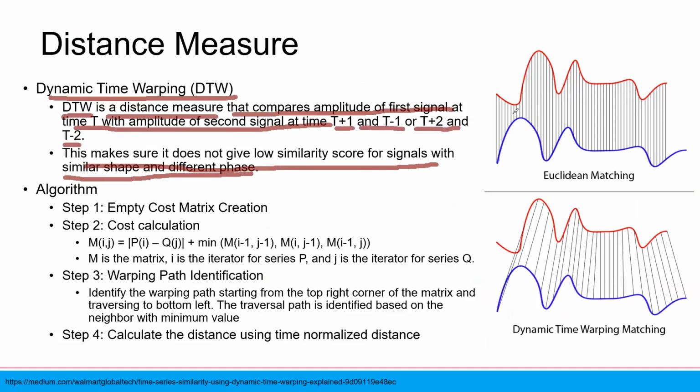So let's see, like this one. If you use the Euclidean matching, you will just check a particular time with another value at the same time. You will check this time and another value at the same time. But with dynamic time warping, we are going to check this time with a different time. Maybe we can have t plus 1, where t means time.